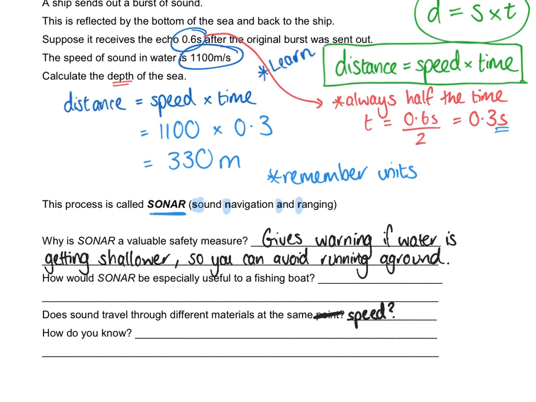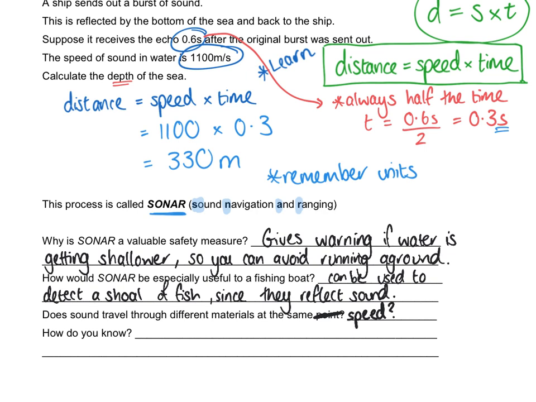Next question was, how would sonar be especially useful to a fishing boat? Well, your answer should be something along the lines of sonar can be used to detect a shoal or a group of fish, since they reflect sound. It can also give the fishermen an idea of how far to let their nets down to catch the fish. They can send out these signals, and if they get that reflection, then they know that there's fish nearby, because the fish will also reflect the sound.